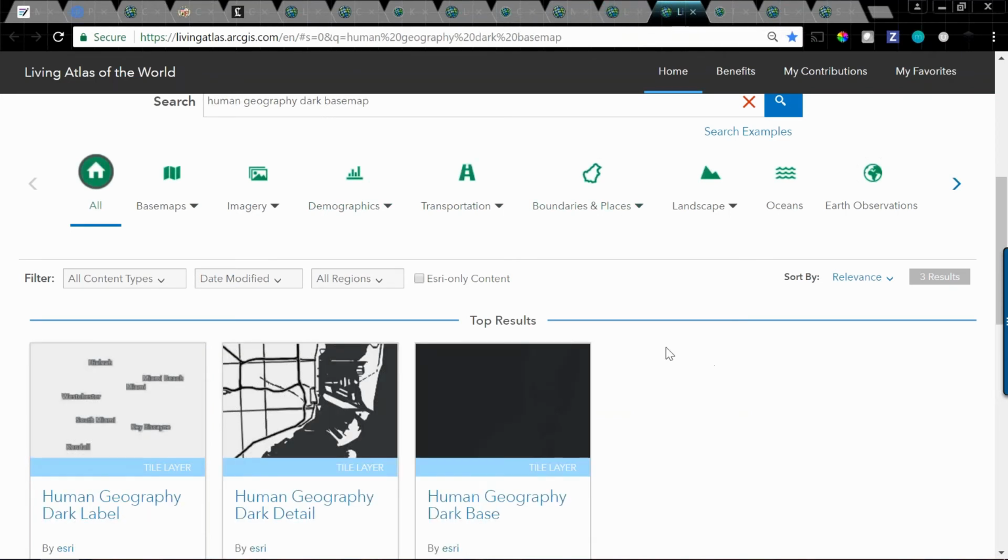And I used the dark gray Human Geography Dark base map, which I'll show later in the live build of a story map. Yeah, we've got to get to that. We can skip mine and go directly to that, I think. Okay, that sounds good.